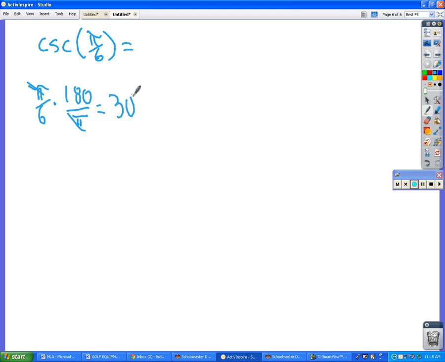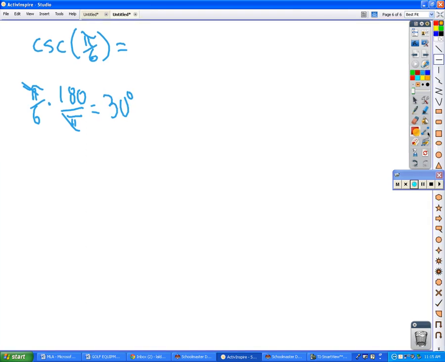All right, this time let's find the cosecant of pi over 6. So we'll cut straight to the chase. The way you like to do these is change the radians into degrees. So what do I have to do to do that? 180 over pi. So the pi's cancel. 180 divided by 6 is 30. So we're actually talking about a 30-degree angle here.